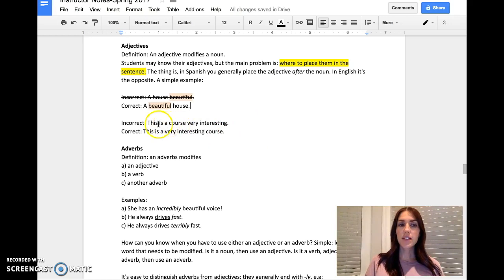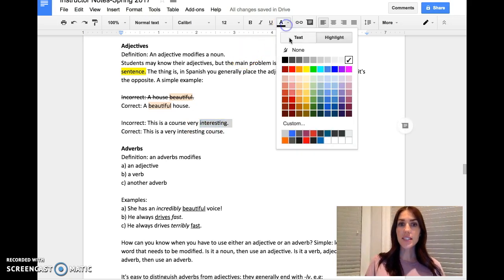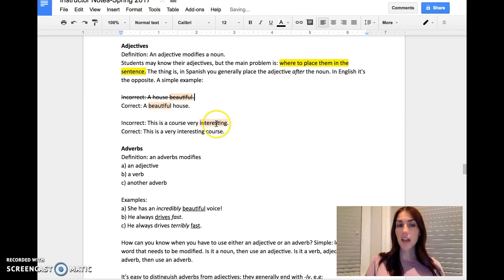Another example. This is a course very interesting. So interesting, it's explaining the course. So it's explaining the noun. And that's why it's an adjective. But where it goes is in front of the noun. The course is the noun. So that's why very interesting course is the correct way to say that.